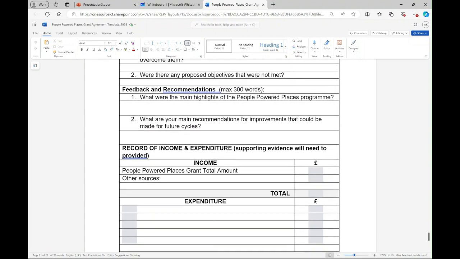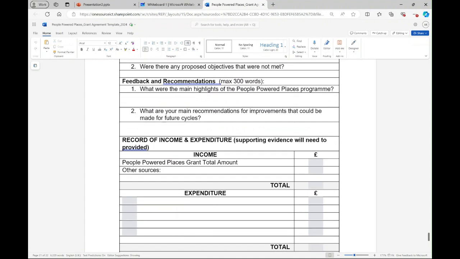Were there any proposed objectives that were not met? We know that things happen, so it's really important to be honest about it. It could be that, let me think of something, we wanted to take 150 people on a camping trip, but the weekend we were planning to go, it was a complete washout and we weren't able to do it.